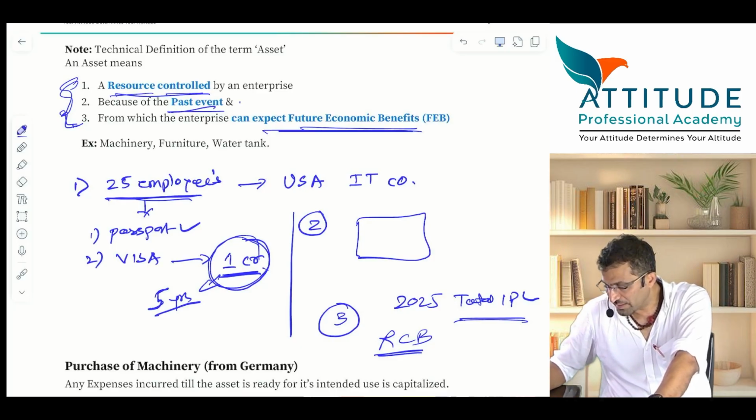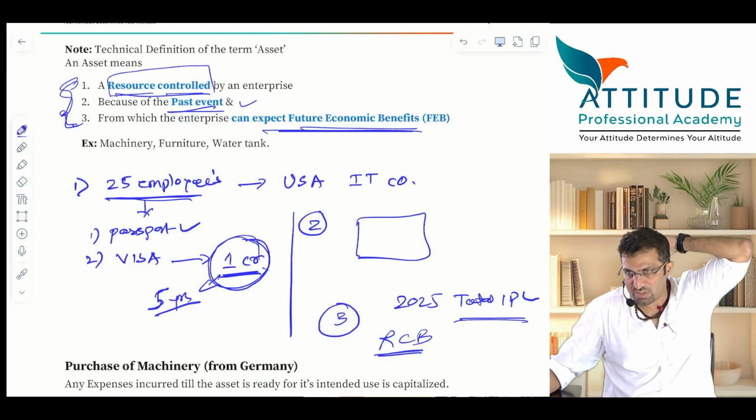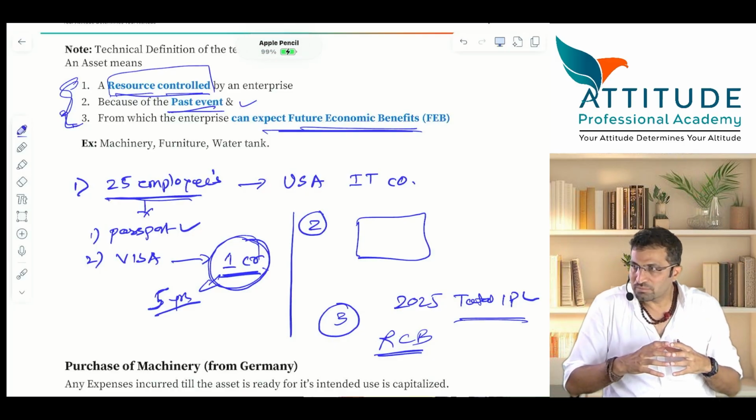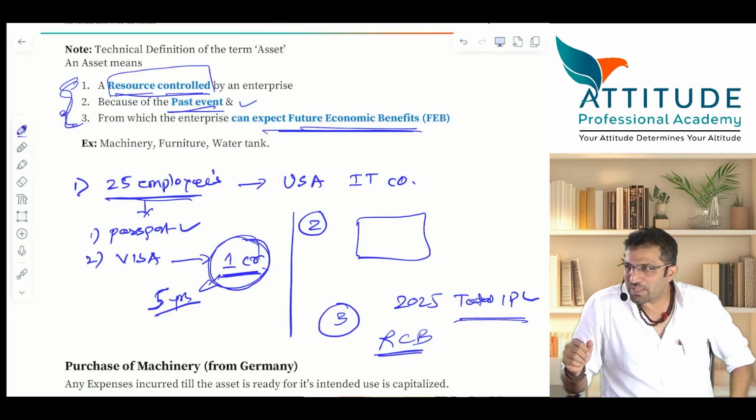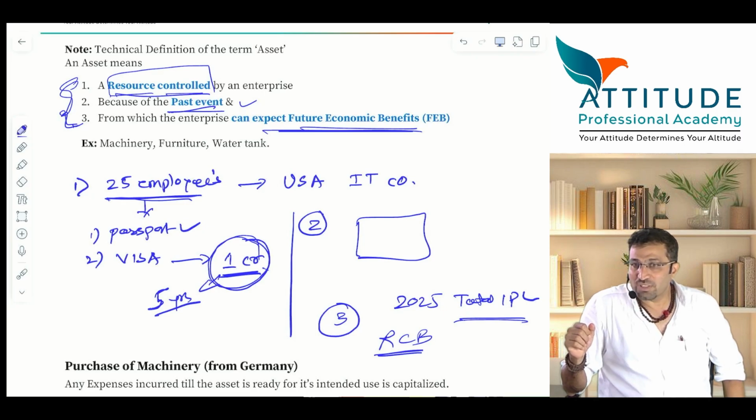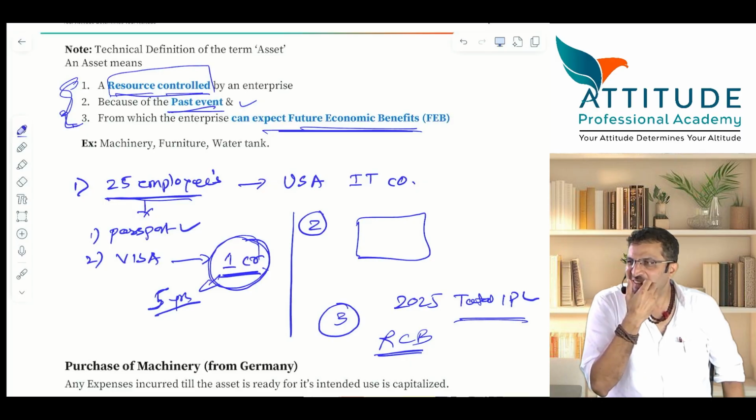They've already paid it. Now the thing is, is the resource controlled? Who is the resource here? No, you have not purchased BCCI. You have not purchased BCCI by paying 500 crores. Who is the resource here? The resource is the public who are going to watch Tata advertisements. Which is that advertisement which comes with, who is that actor?